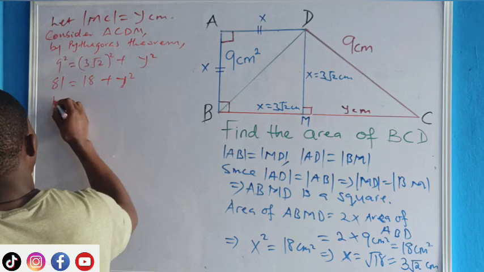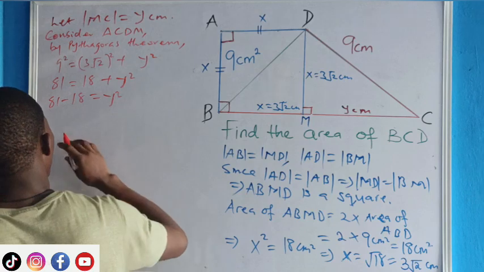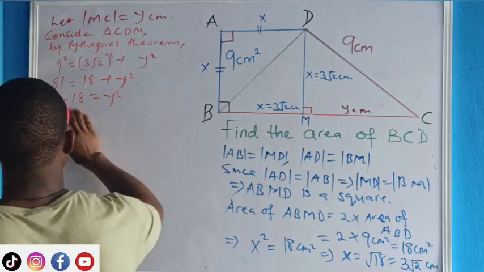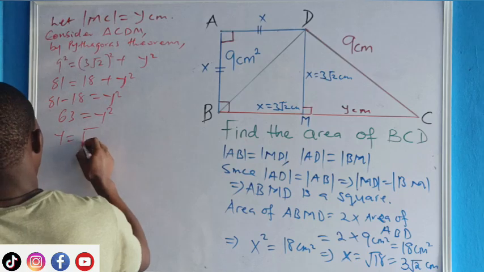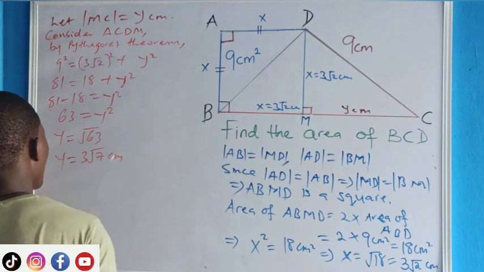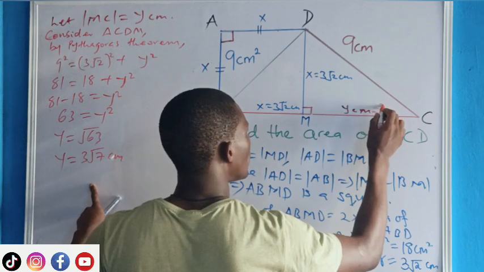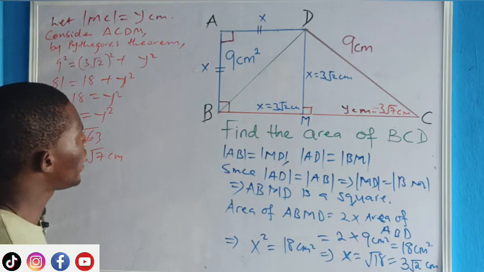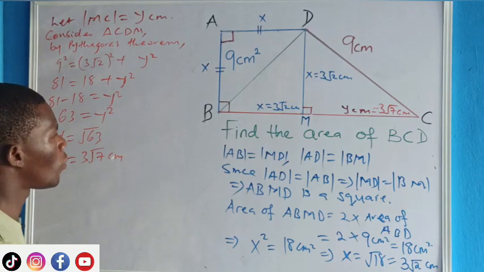Then this implies that 81 minus 18 equals y squared. 81 minus 18 is 63, so y squared equals 63. So y is equal to the square root of 63, and y equals 3 root 7 centimeters.